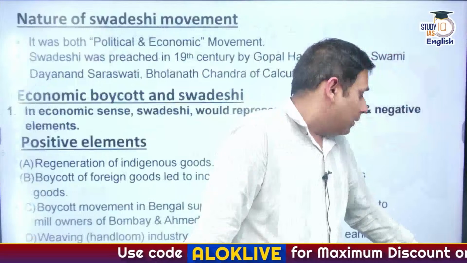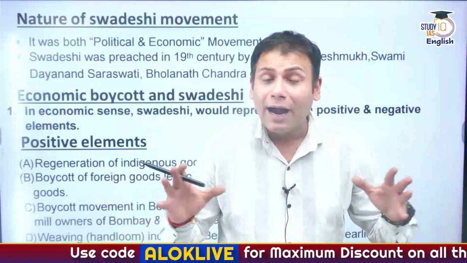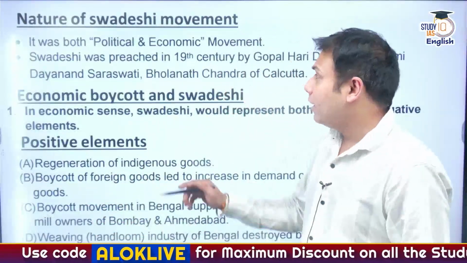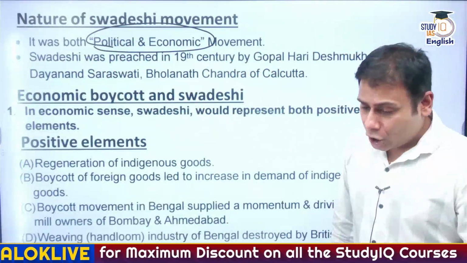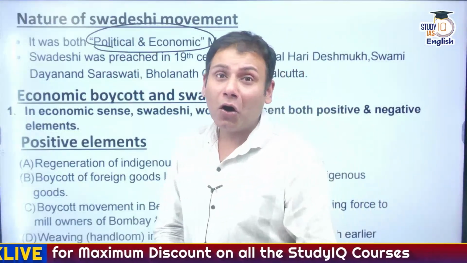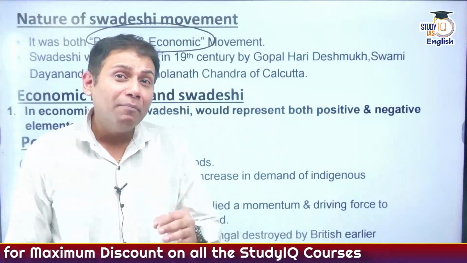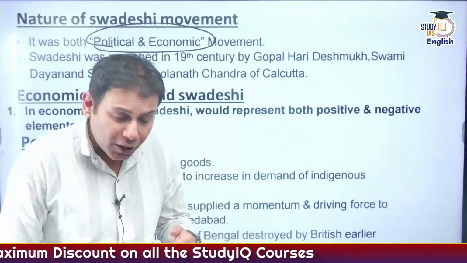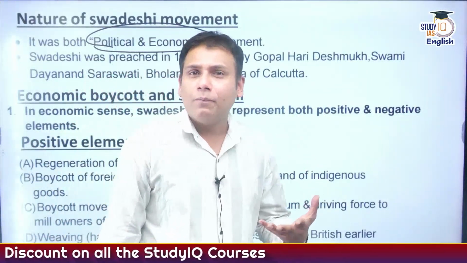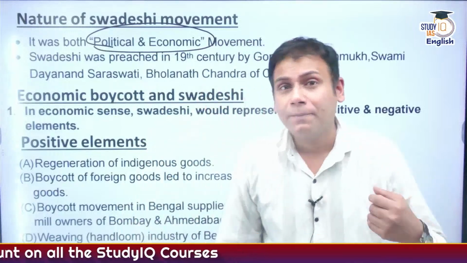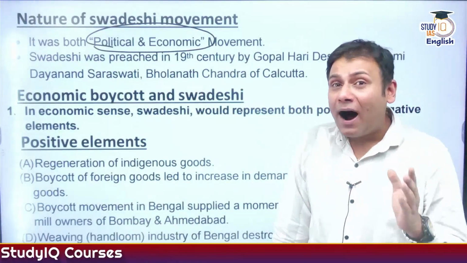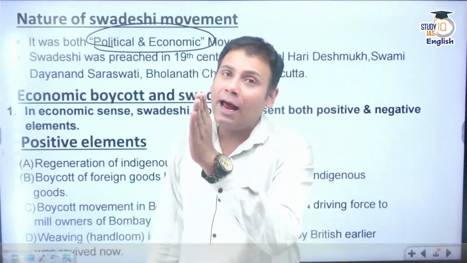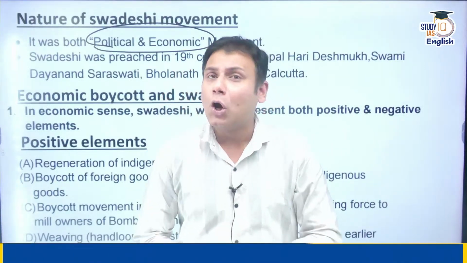Now, it includes all kinds of boycott, like it is a political and economic movement both. Why? Because here it is not only about the boycott of law courts, boycott of government schools and colleges. It also includes boycott of foreign clothes, boycott of foreign sugar and salt, boycott of foreign liquor. Correct? Apart from this, boycott of law courts and boycott of government schools and colleges.